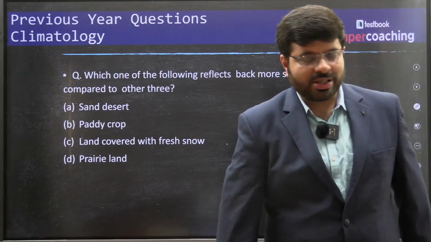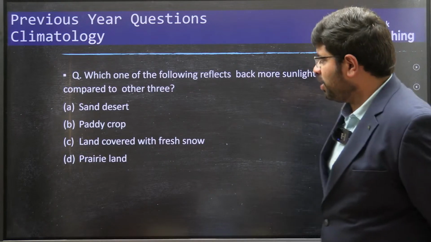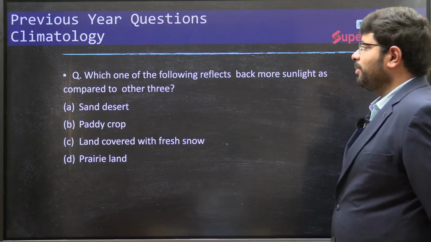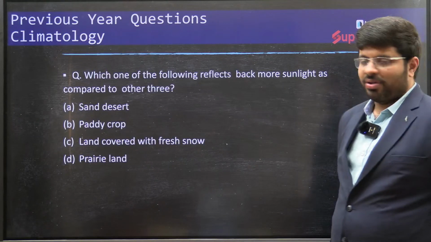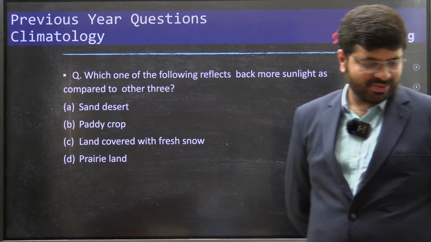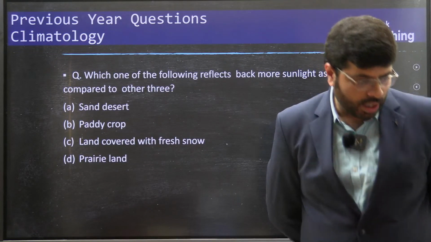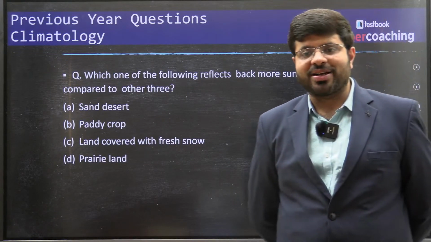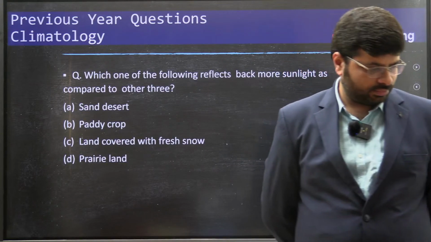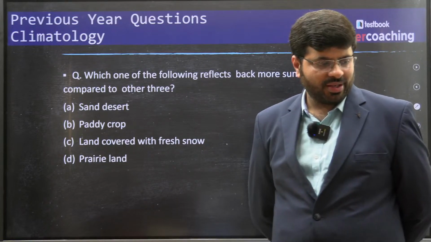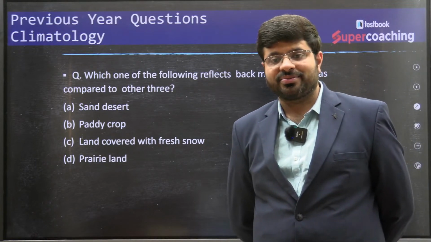Right. What is this concept about? This question. Now this question: Which one of the following reflects back more sunlight as compared to the other three? What is this topic about? Gayatri? And the other one, PRP? Can you answer it? Can you answer this?